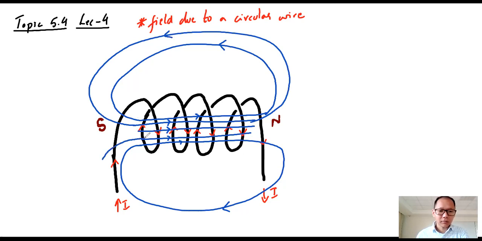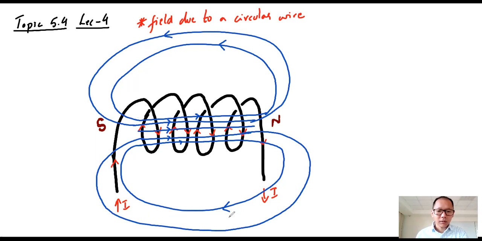Okay. Because once we have identified which side is the north and which side is the south pole, we can literally draw a figure that looks like this. Okay, so this is how we draw the field lines of a solenoid along with the directions of the field lines.